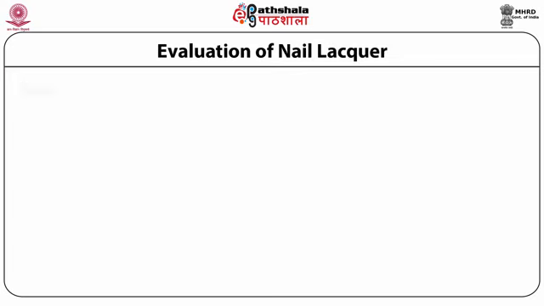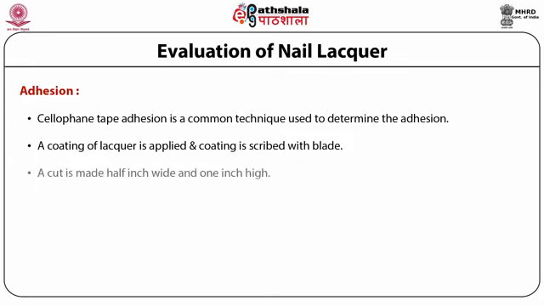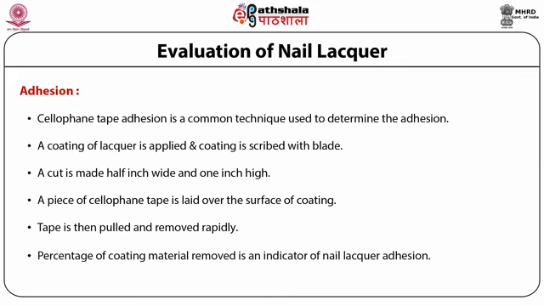Then the second test is the adhesion test. A good coating should adhere to the surface of the nail. Cellophane tape adhesion is a common technique used to determine the adhesion. In this test, a coating of lacquer is applied, then scribed with a blade. A cut is made ½ inch wide and 1 inch high. A piece of cellophane tape is laid over the surface of the coating. The tape is then pulled and removed rapidly. Percentage of coating material removed is an indicator of nail lacquer adhesion.